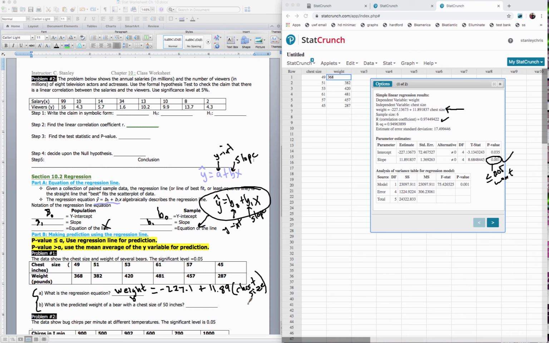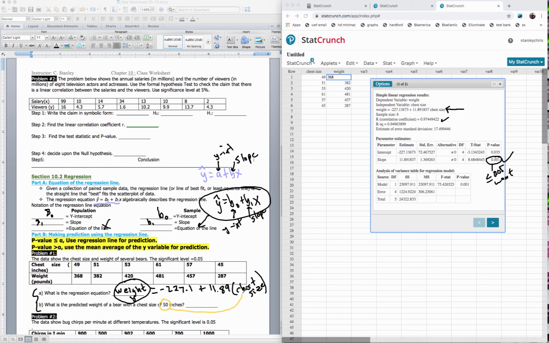Okay, and then somebody's like, well, what do I do with this? What is the predicted weight? Here's the weight for a chest size of 50. So for a chest size of 50, I have to take this 50 right here and plug it into here.